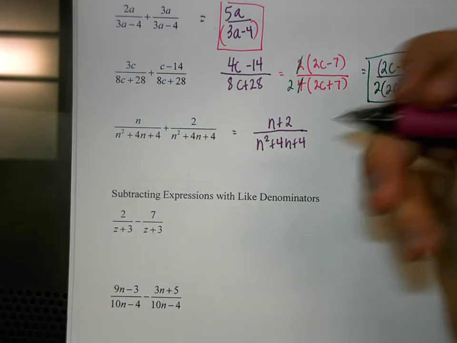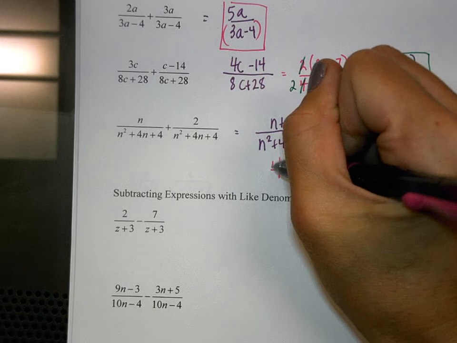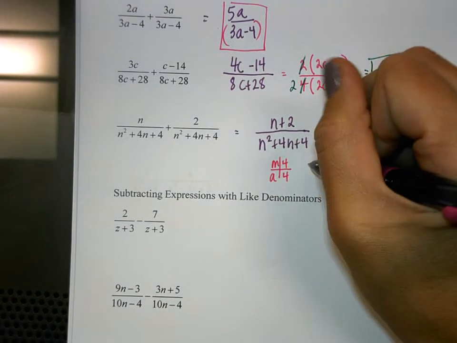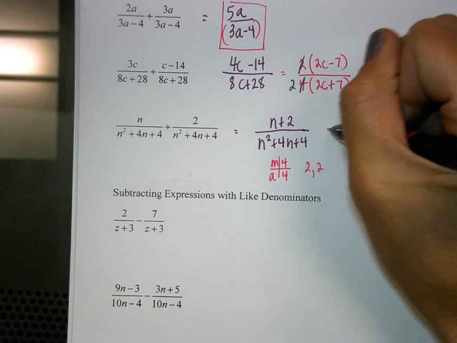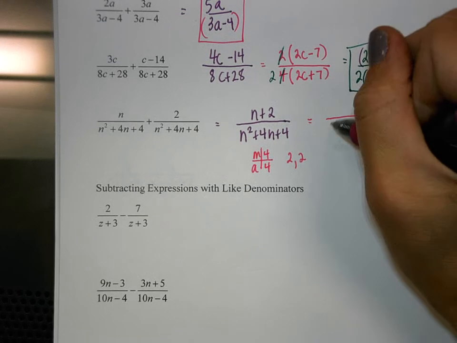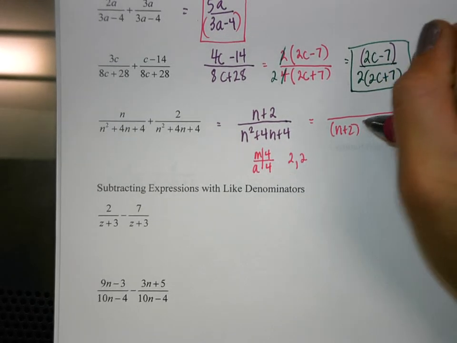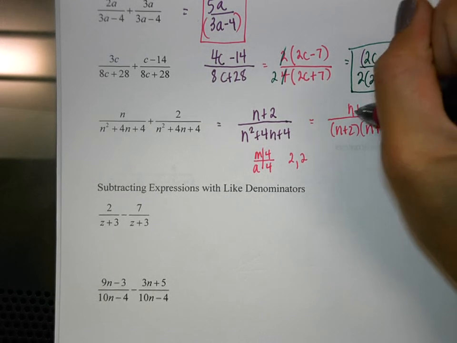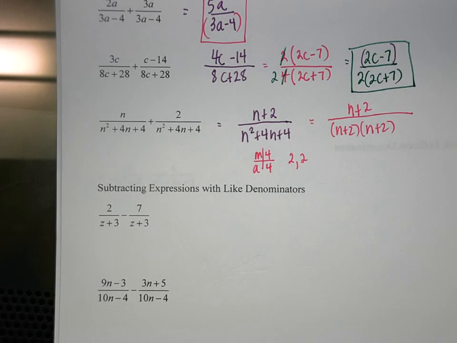Good. Can I factor or do anything here? On the bottom here, what multiplies to be 4 and adds to be 4? What numbers? 2 and 2. Good. Those both add to be 4 and multiply to be 4. And so how do I write that? Good. n plus 2, n plus 2. And n plus 2 on the top. Can I reduce anything? Yes.